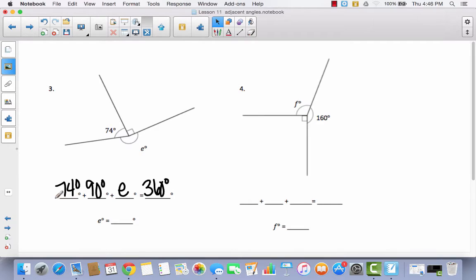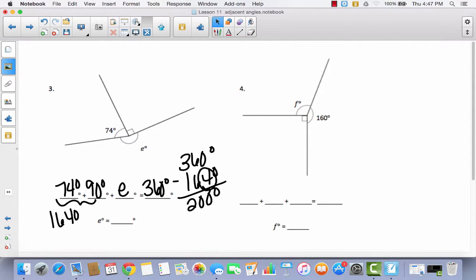Now I'm going to add these two together. I know that 90 and 74 is 164 degrees. So I have to take 164 from 360. I could do this in my head, and here's how I would do that. I would say, well, 360 minus 160 is 200 degrees, but then I still have to take away 4 degrees, so that would give me 196 degrees.